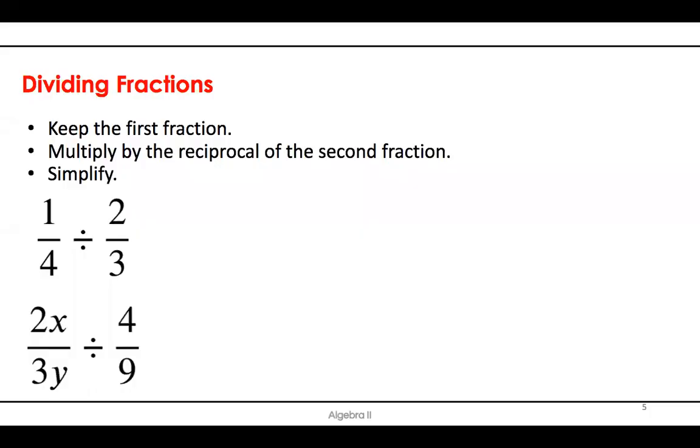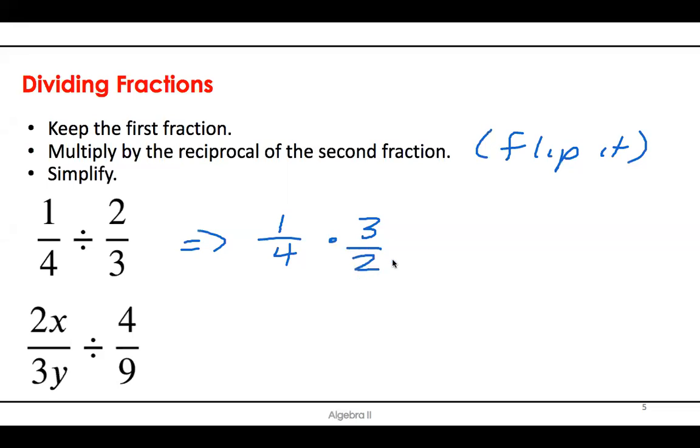So with division, it simply says, keep the first fraction, multiply by the reciprocal of the second fraction, simplify. So when it says multiply by the reciprocal of the second fraction, that means we are going to flip it. So we're going to keep the first fraction in this case, which is 1/4. Then we're going to multiply by the reciprocal of the second fraction. So if the second fraction is 2/3, then we're going to multiply by 3/2. The rule for multiplication is to multiply straight across. 1 times 3 is 3. 4 times 2 is 8. And this cannot be simplified.